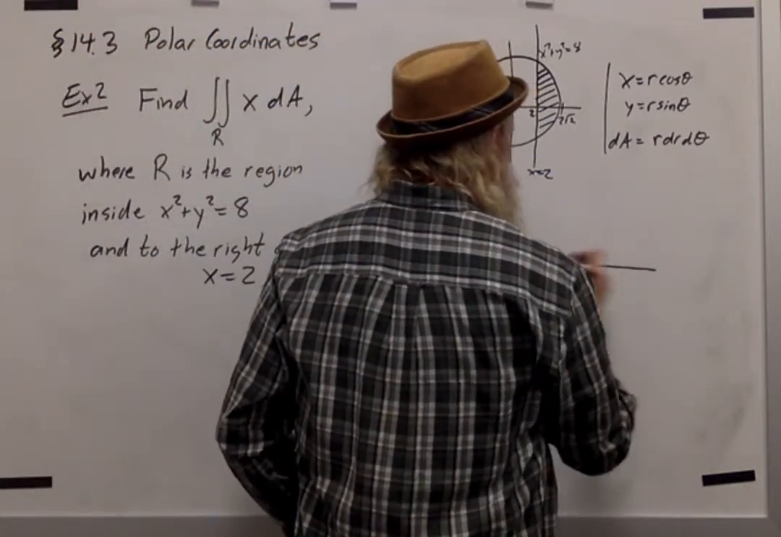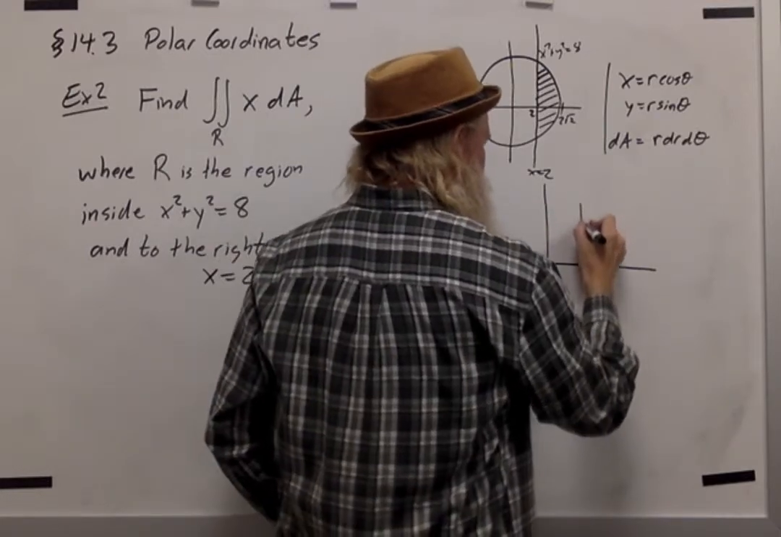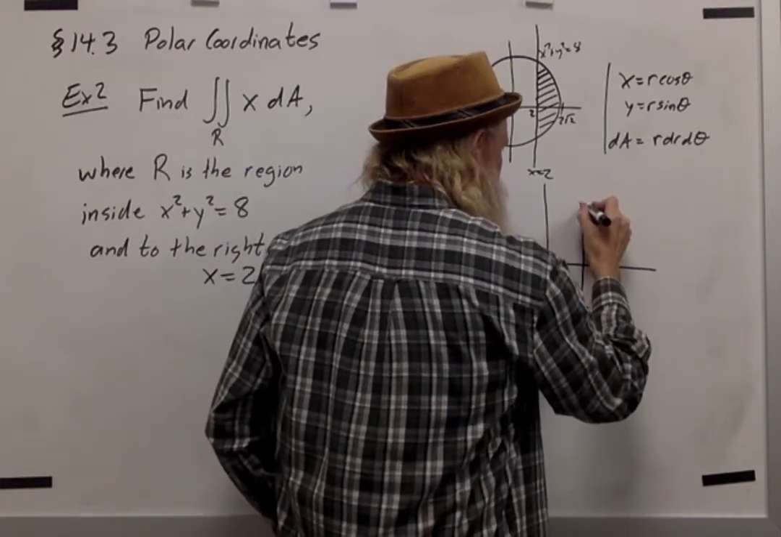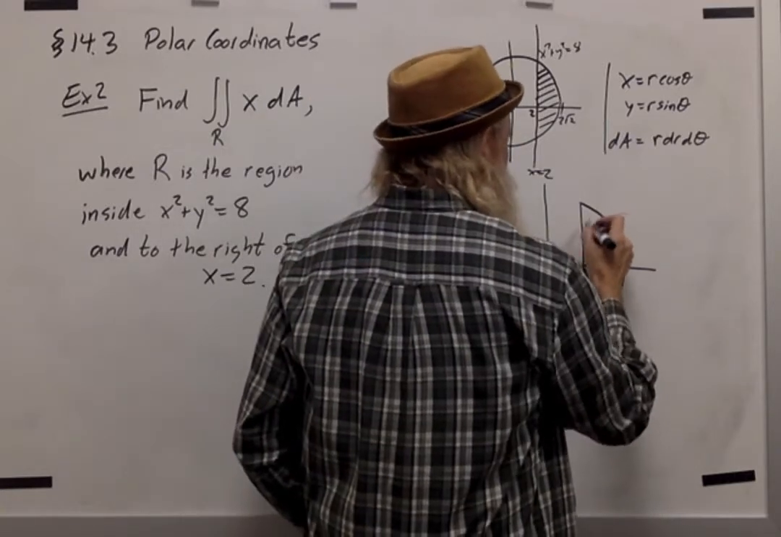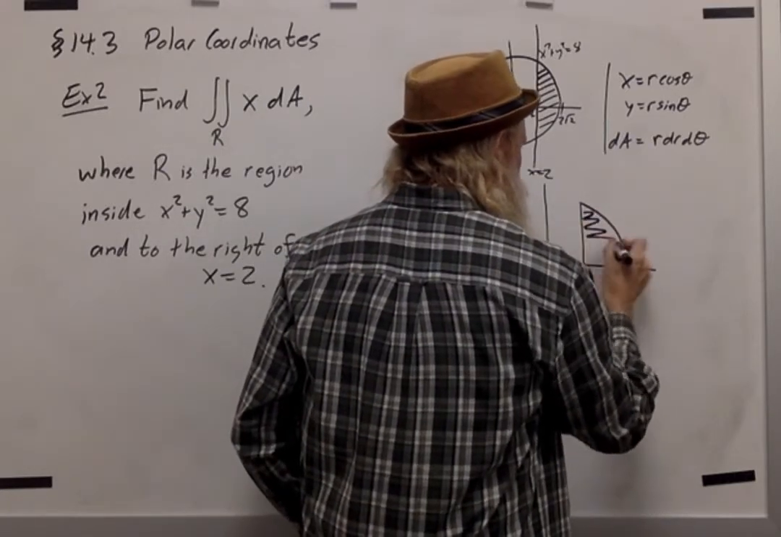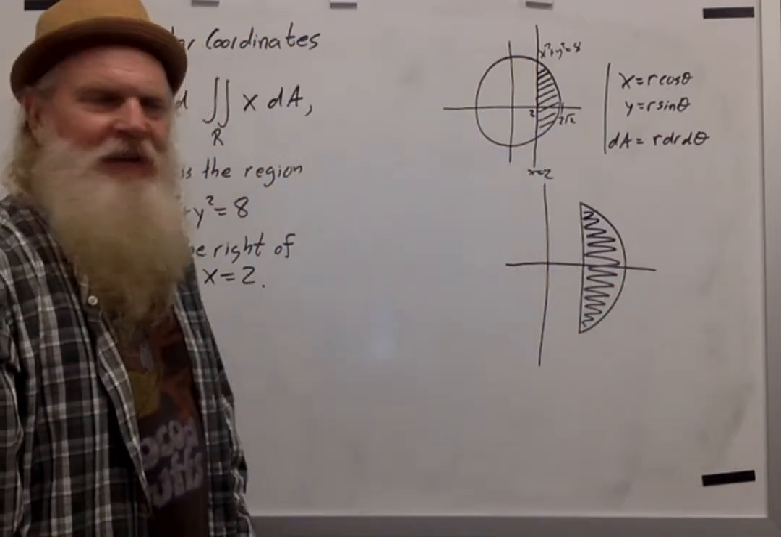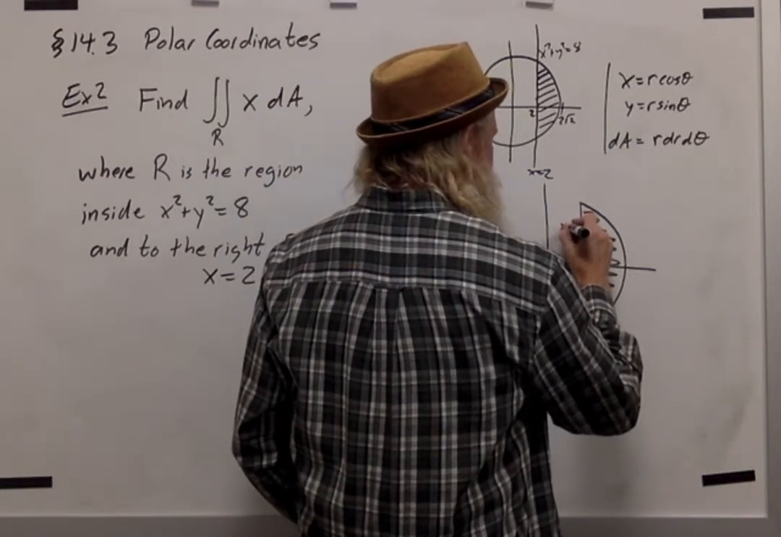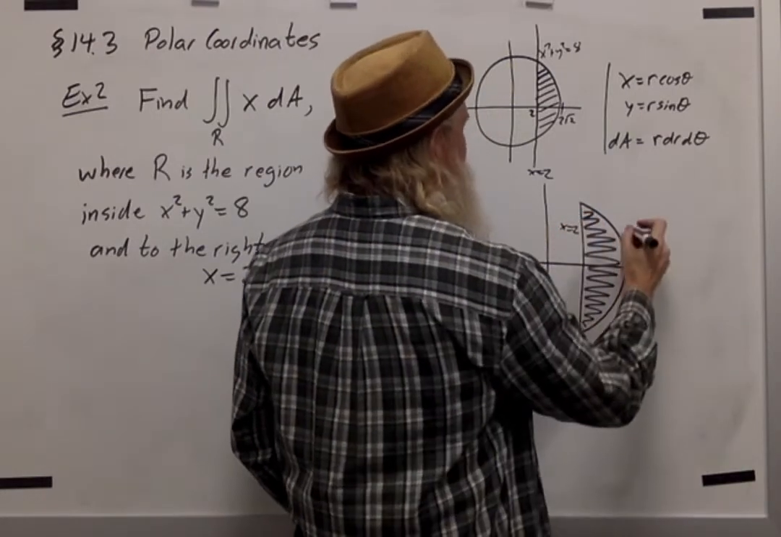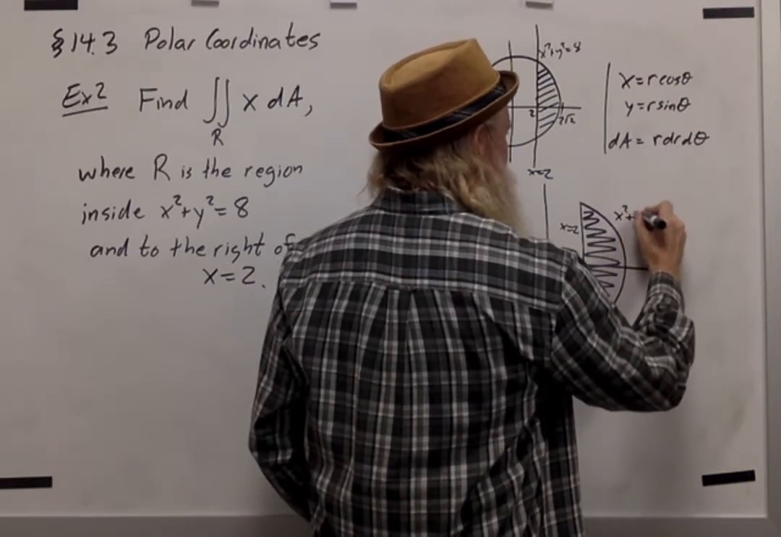Let's redraw the picture and just focus on that part of it. I'll make it a little bit larger. So the region looks something like that. This near edge is the line x equals 2, and the far edge is x squared plus y squared equals 8.